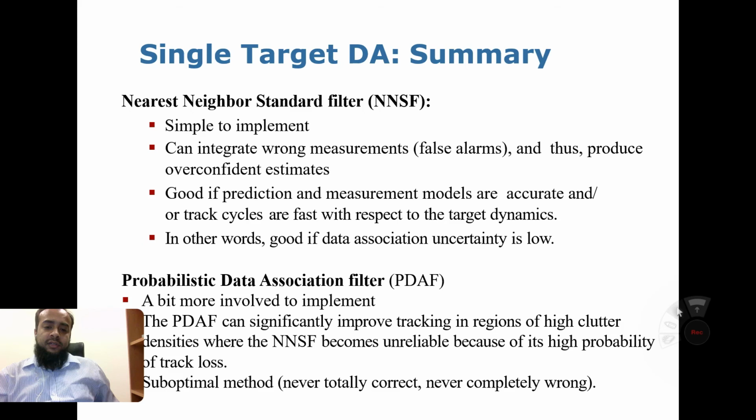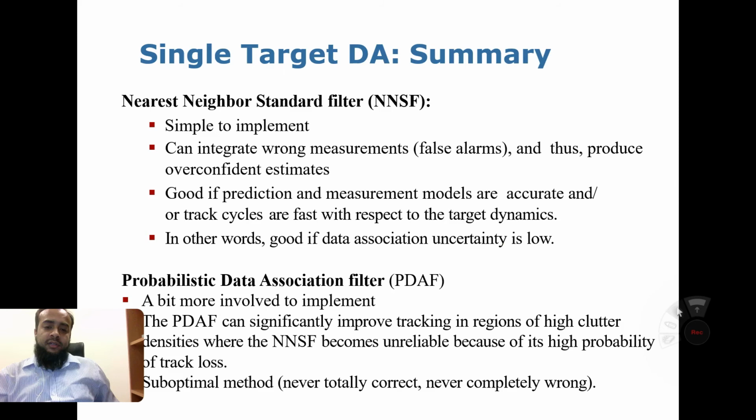Then, summary: the nearest neighbor standard filter is simple to implement. It can integrate the wrong measurements, false alarms, and thus produce overconfident estimates. It is good if the prediction and measurement models are accurate and the sampling cycles are fast with respect to target dynamics. It is good if data association uncertainty is low, that is, the uncertainty in the measurements is very low.